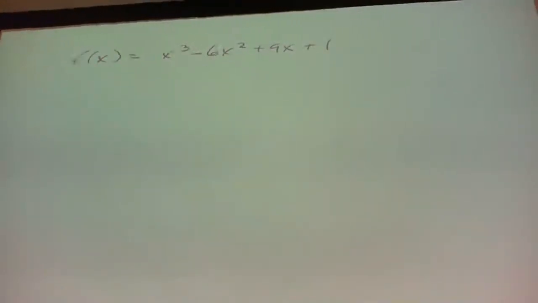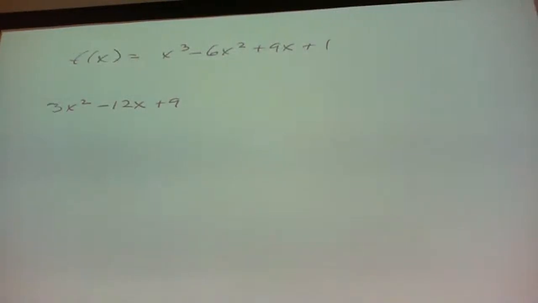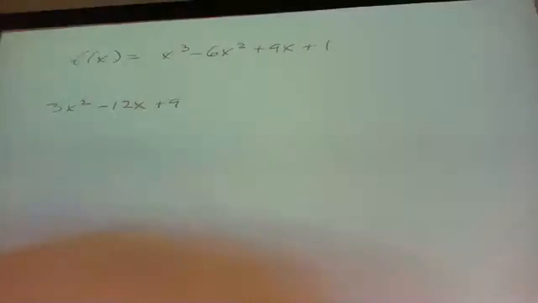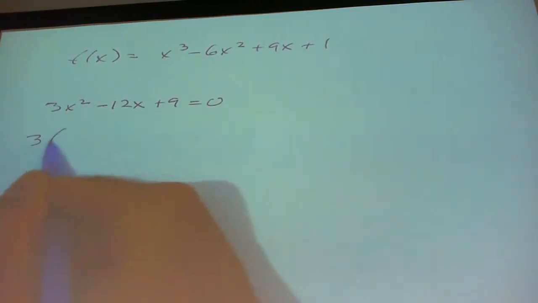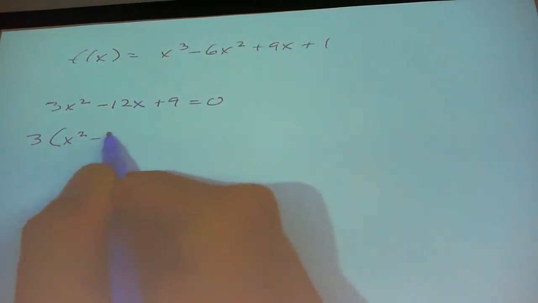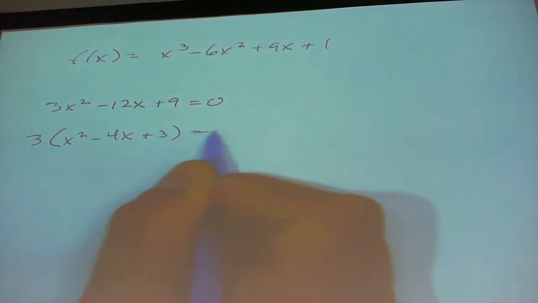All right, so we take the derivative and we get 3x squared minus 12x plus 9. We get the derivative correct. Then we set it equal to 0, and if you don't know how to solve it, that's the major problem. In order to solve this, what do you have to do? Factor. So you can factor out a 3, which will leave you with x squared minus 4x plus 3.